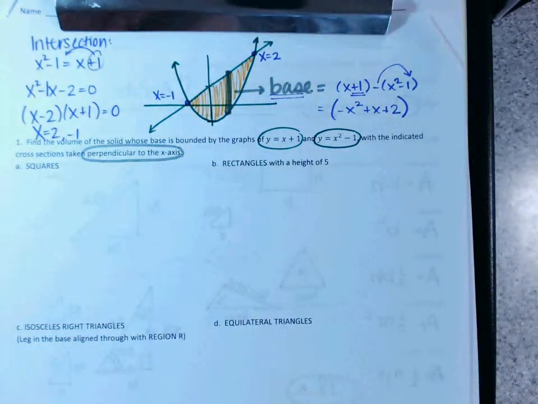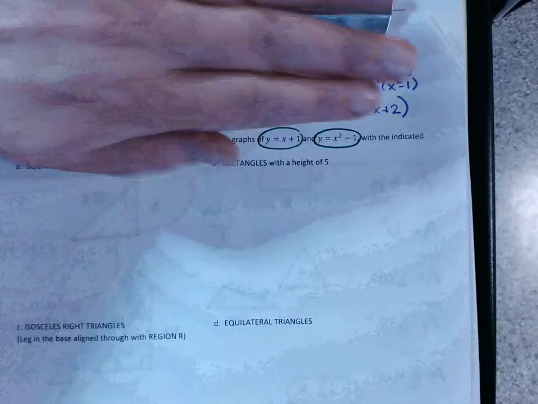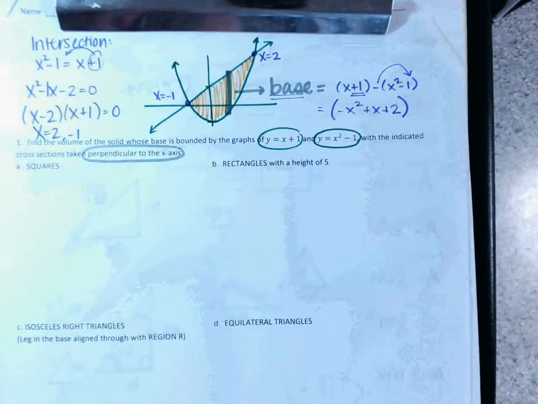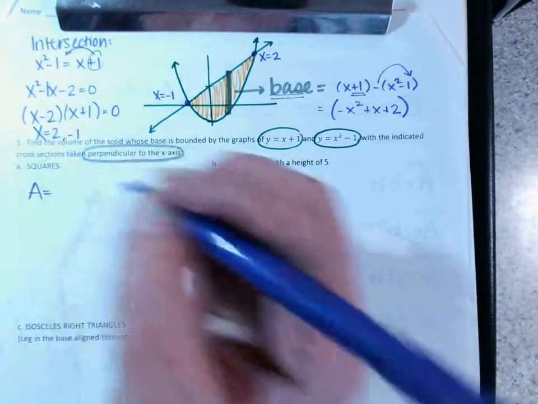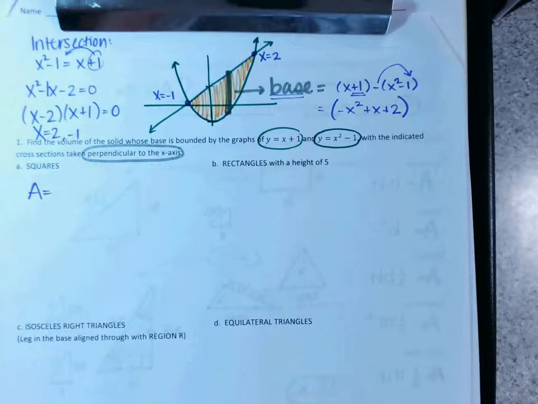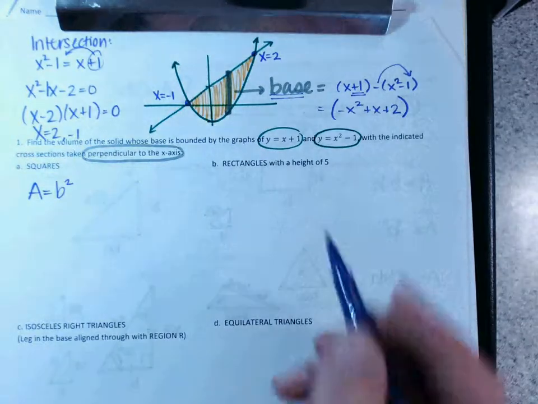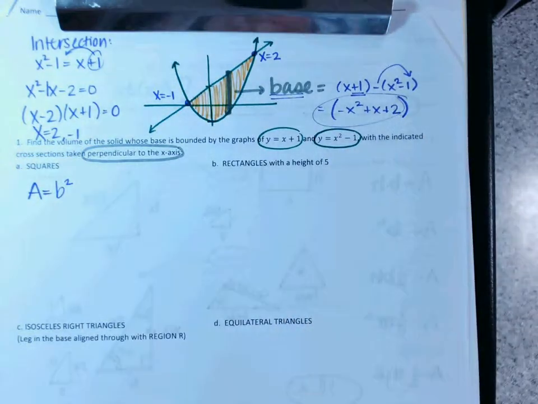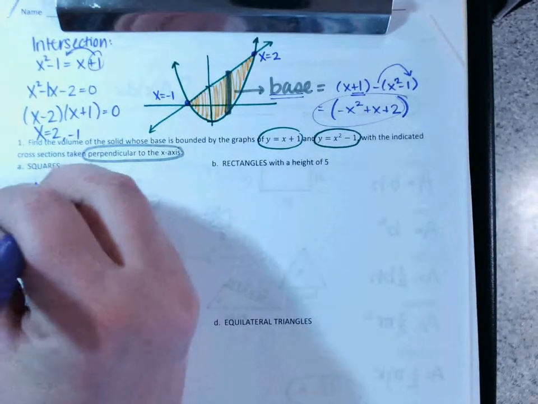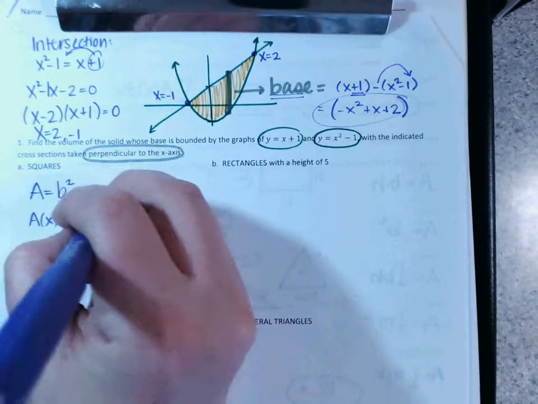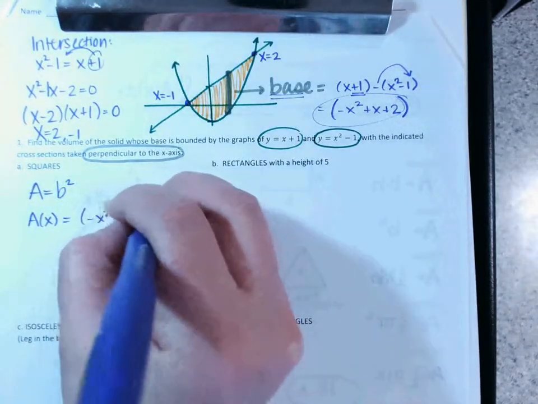Now, on the AP test, they're only going to give you one shape at a time. We're practicing with 4 just so that you'll see lots of variations. So the first one, they want a square. Pretend none of this happened. How do you find the area of a square? The base and the height are going to match each other, so the area is base squared. What's the base? Boom, that. So area equals negative x squared plus x plus 2, squared.